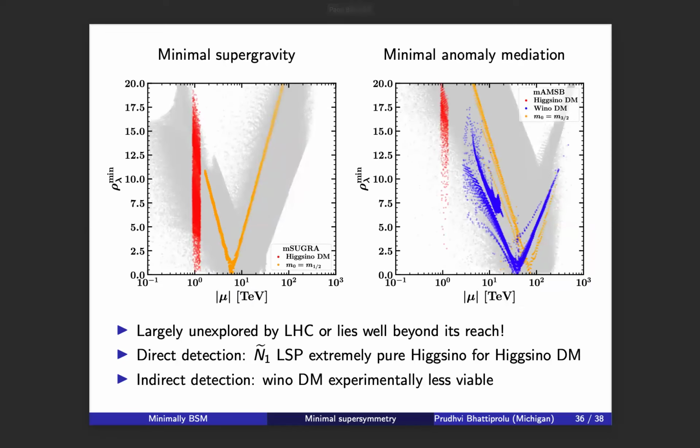And finally, here I have the rho lambda minimum as a function of the Higgsino mass parameter. I'll just make a few remarks: most of this parameter space is unexplored by the LHC or lies well beyond its reach. And from dark matter direct detection constraints, we now know that the neutralino LSP, in order to be a Higgsino dark matter, has to be extremely pure Higgsino. And from indirect detection constraints, we know dark matter seems to be less viable.